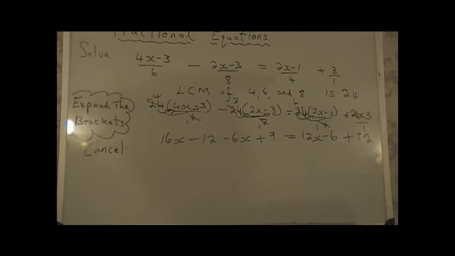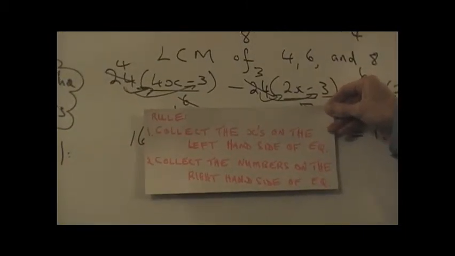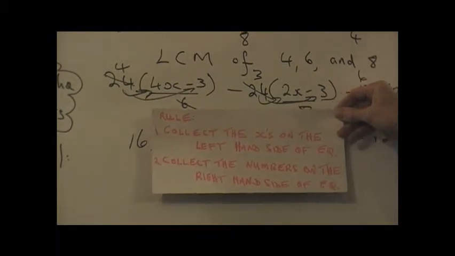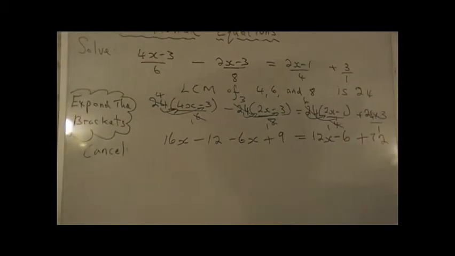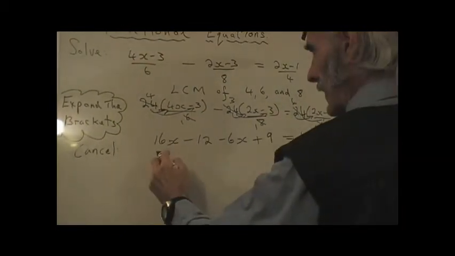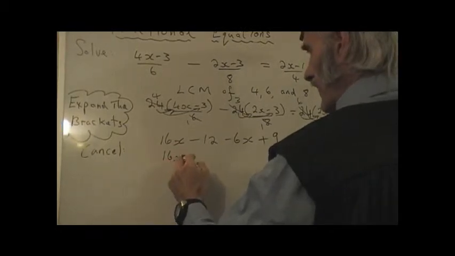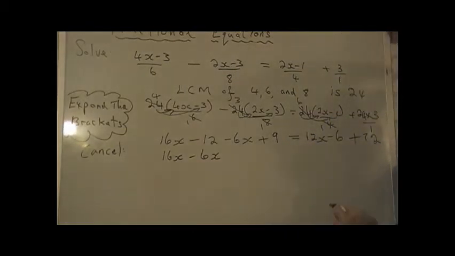Now what we need to do is follow another rule. And the rule is that we collect the x's on the left hand side of the equation and we collect the numbers on the right hand side of the equation. So I want to collect my x's on the left hand side. So I have 16x minus the 6x, putting those two together. Now I'm going to move my 12x.